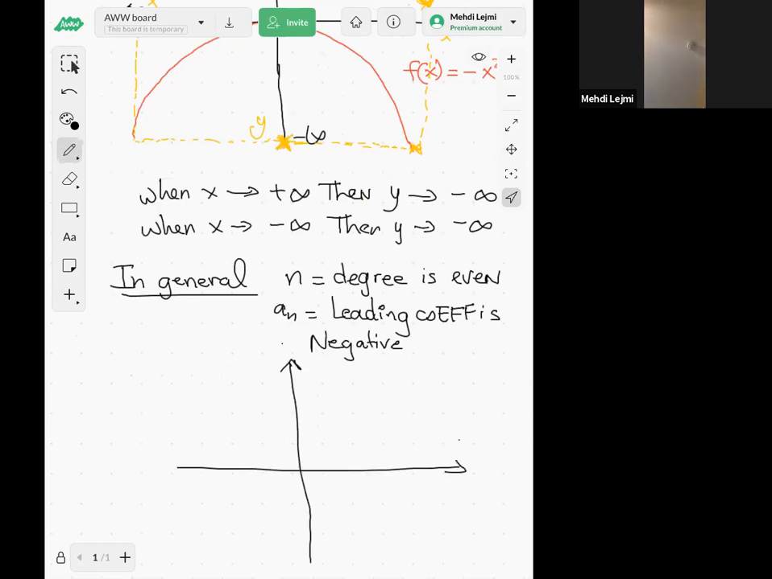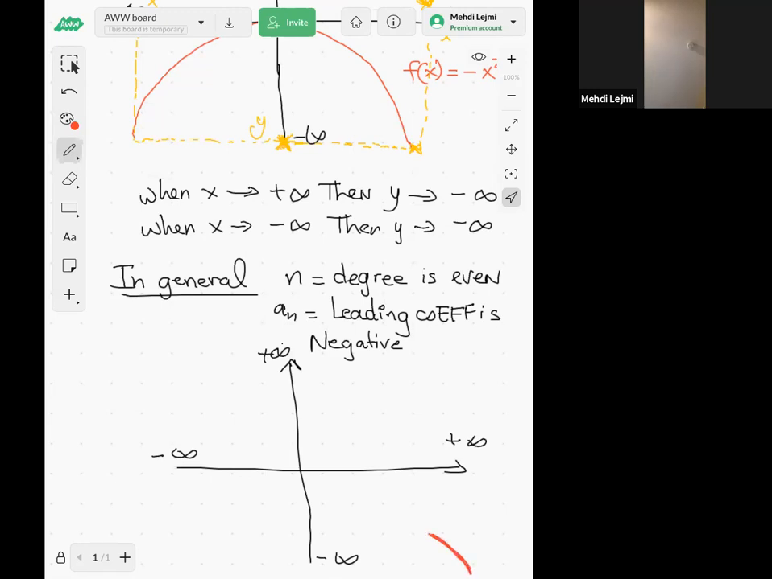Okay, this is positive, negative infinity. This is positive infinity. Here's my negative infinity. Then the graph of f of x should look like this when you are close to infinity. So when you are close to positive infinity, the output should be close to negative infinity. So here should be your graph of f of x.